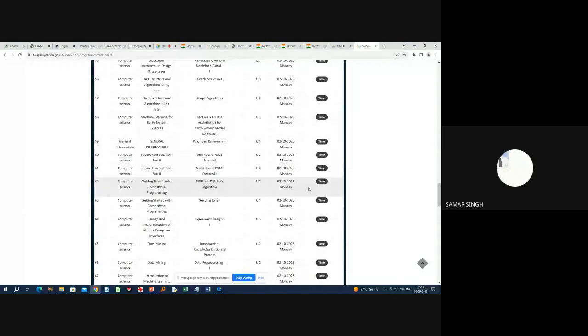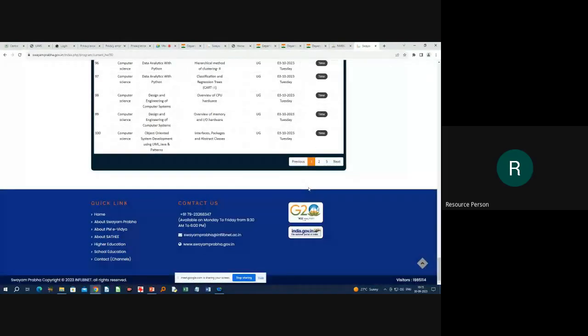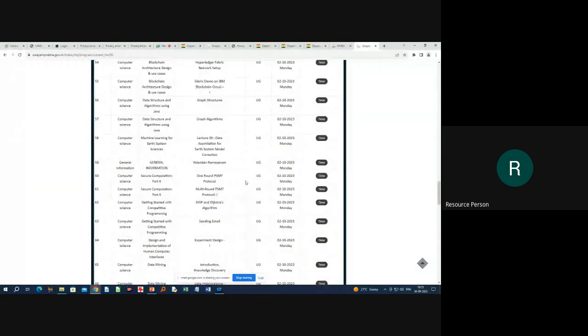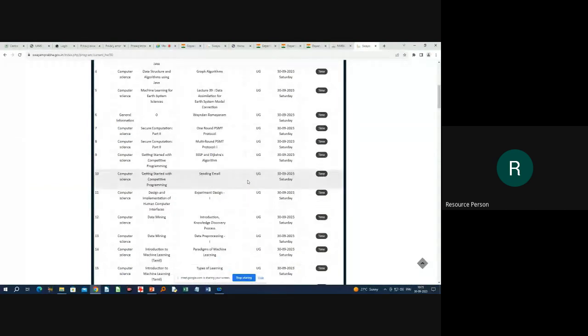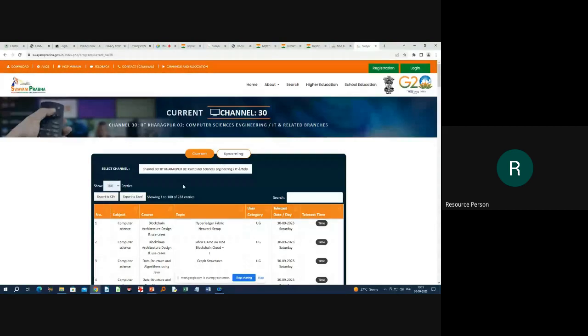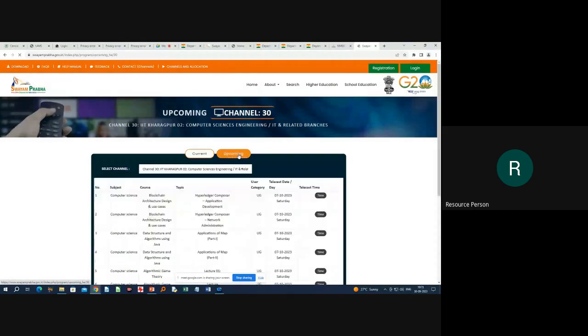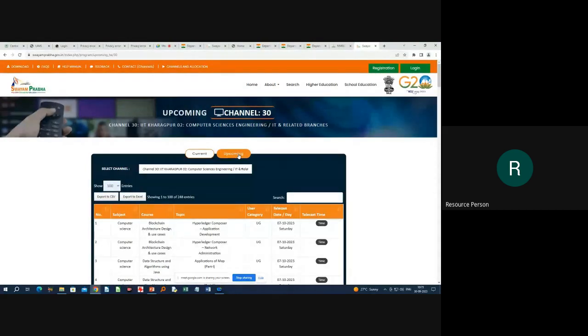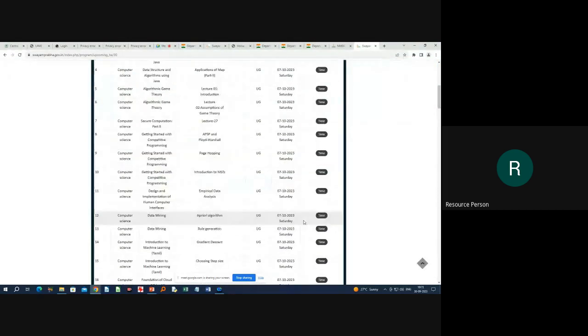Apart from that, those items which have already aired are also available in the archives. It can be exported to CSV or Excel, and then put in a notice or something like that. You can see here the current and then the upcoming, the future ones, right? So we can have it like that.